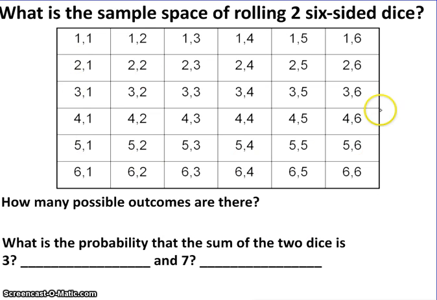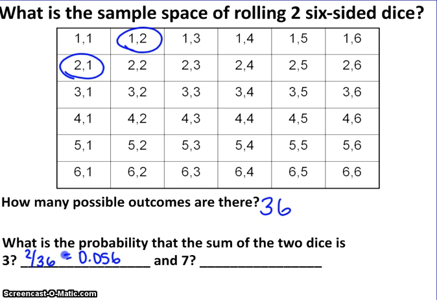All right, so this right here, this box, is a sample space for rolling 2 dice. I can roll a 1 and then a 1, and then a 2, up to a 6 and then a 6. So how many possible outcomes are there? If you were to count, this is 6 by 6, or 36. What is the probability that the sum of 2 dice adds to 3? 2 plus 1 and 1 plus 2 is 3. So that would be 2 out of 36, as a decimal 0.056.